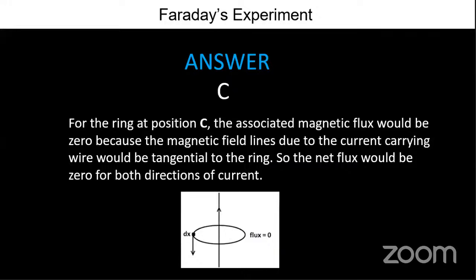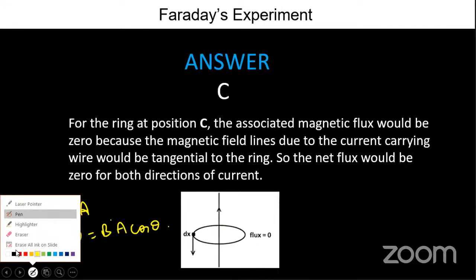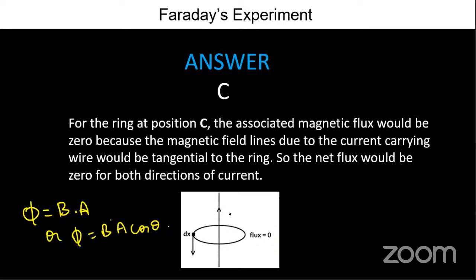Why C? We know that flux phi is equal to B dot A, or phi is equal to BA cos theta. Now, guys, if you see, there is current I flowing in this direction. Now I have the ring C here, with area of cross section A. What is the direction of my area vector here?